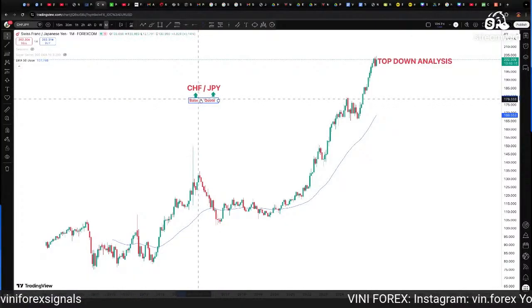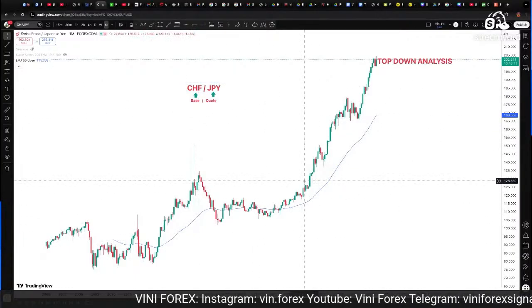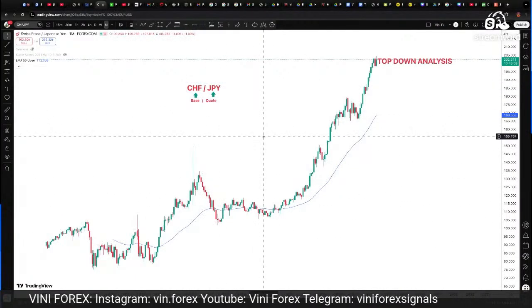Okay. So do you see it? Yes, sir. This is the base currency, and this is the quote currency.